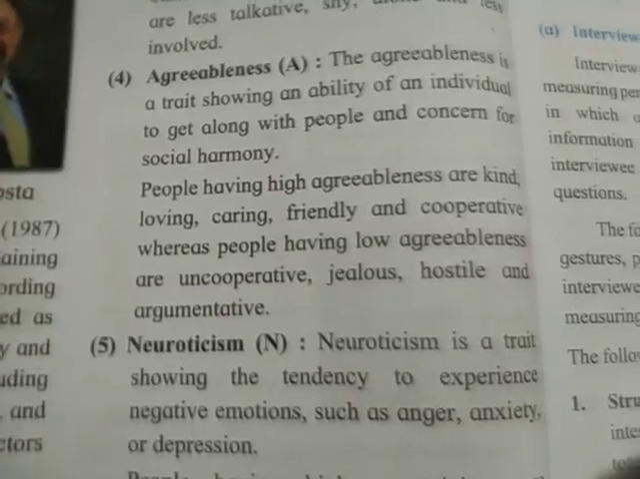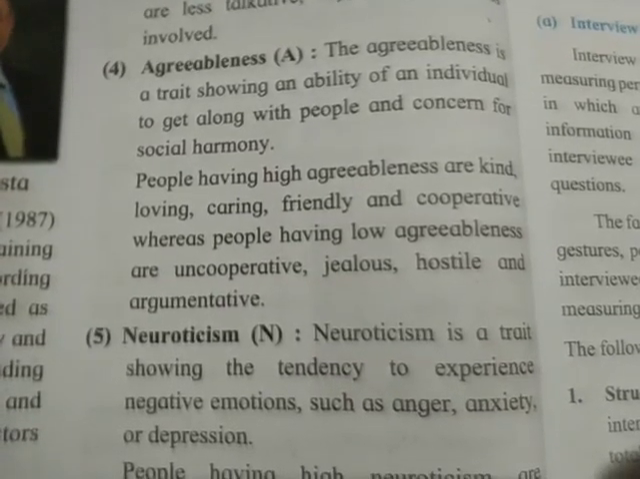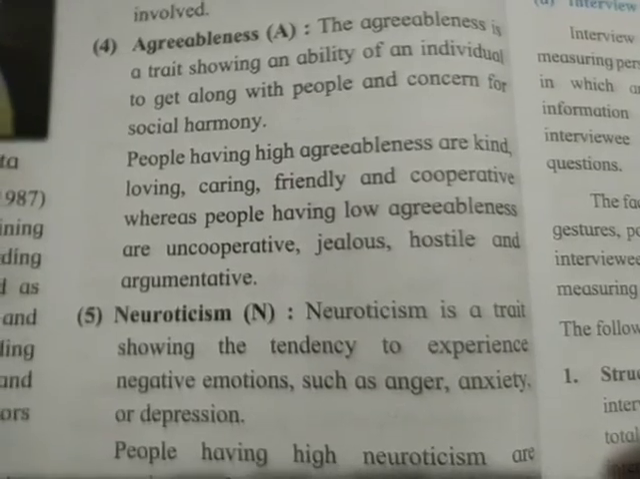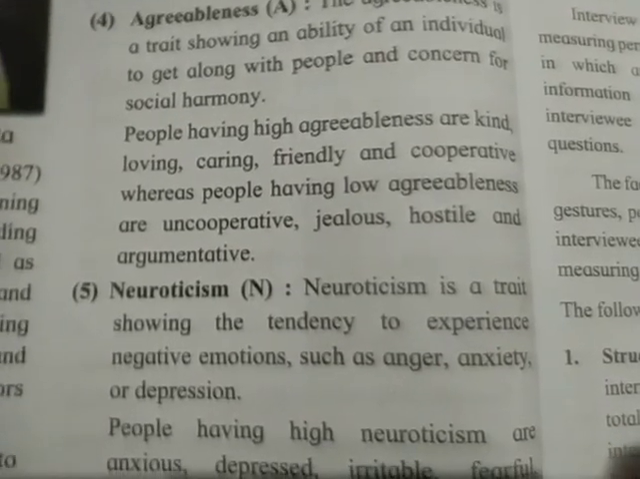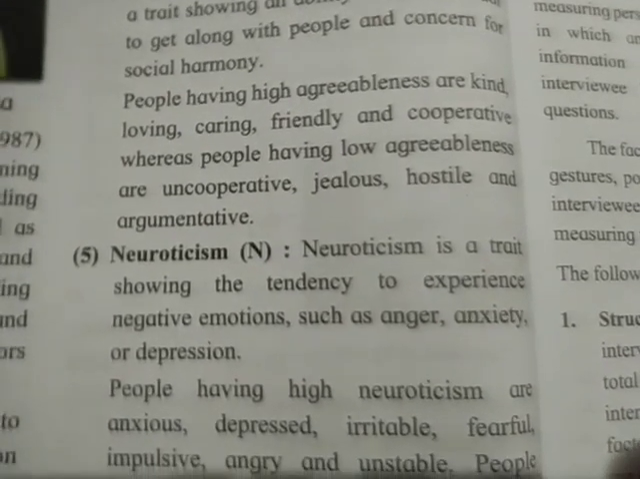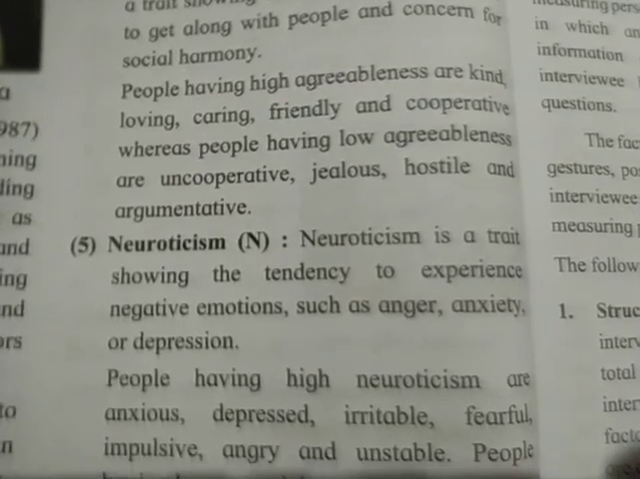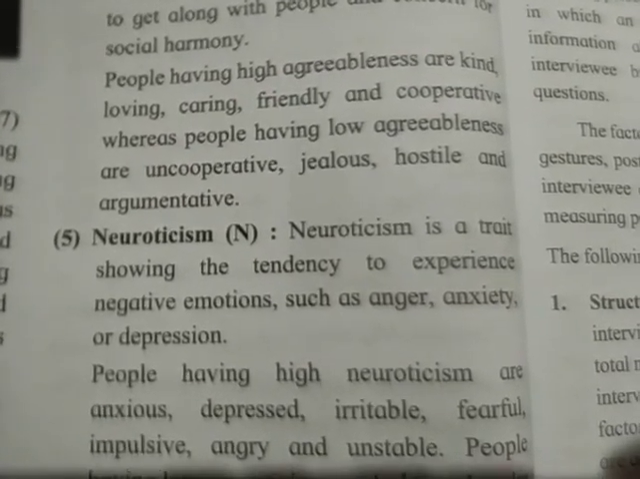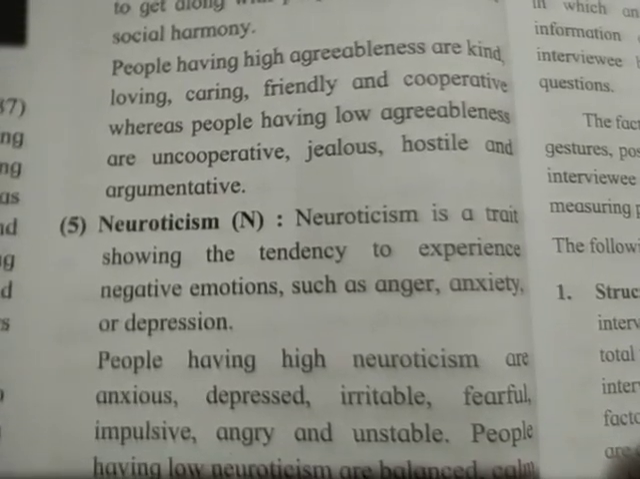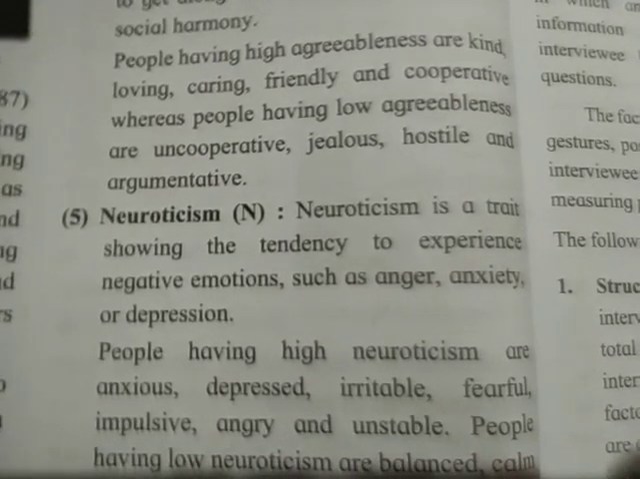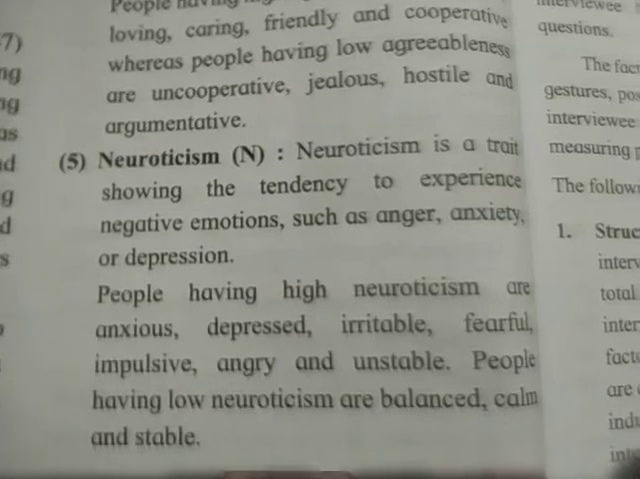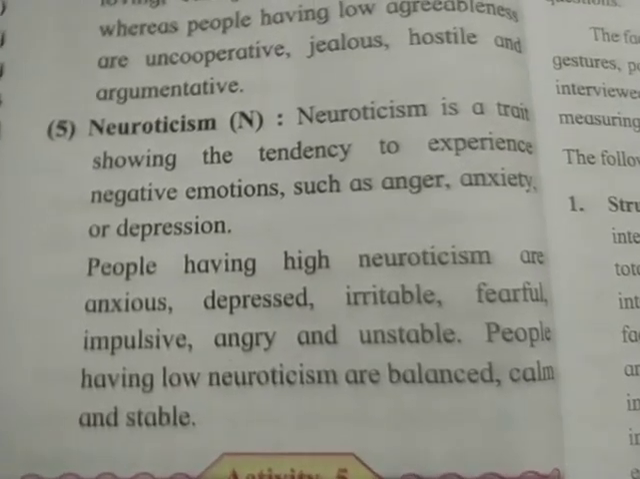Fourth, agreeableness. A. The agreeableness is a trait showing an ability of an individual to get along with people and concern for social harmony. People having high agreeableness are kind, loving, caring, friendly, and cooperative, whereas people having low agreeableness are uncooperative, jealous, hostile, and argumentative.